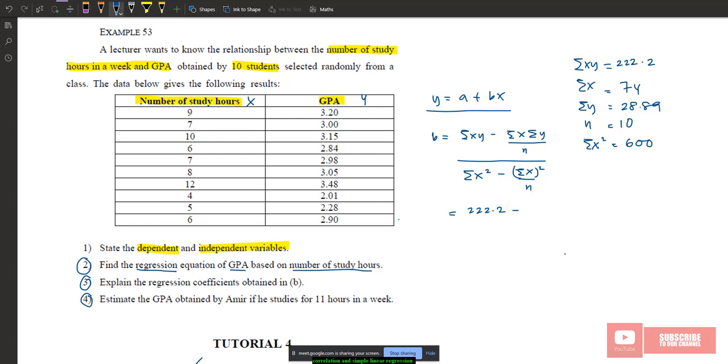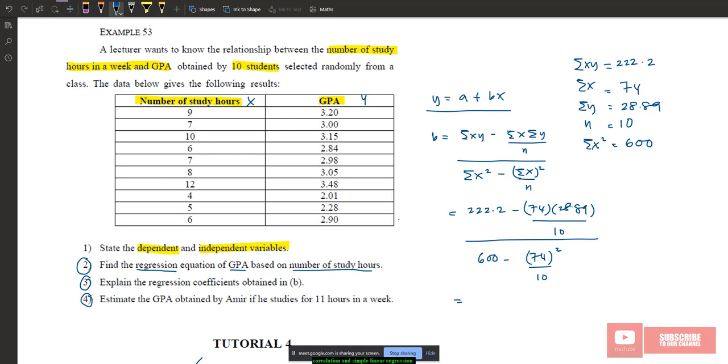222.2. If you do not plug in the value into the formula, you just give me the answer, then we will not get any marks. 74, this is 28.89, divided by 10, everything divided by this is 600 minus 74 power of 2 over 10, right?